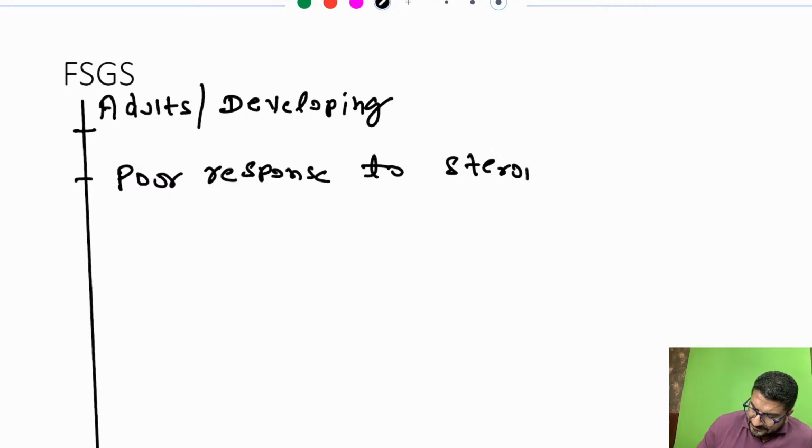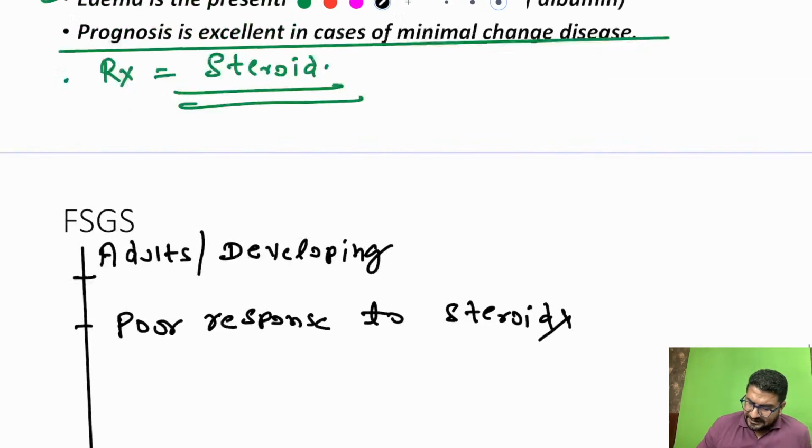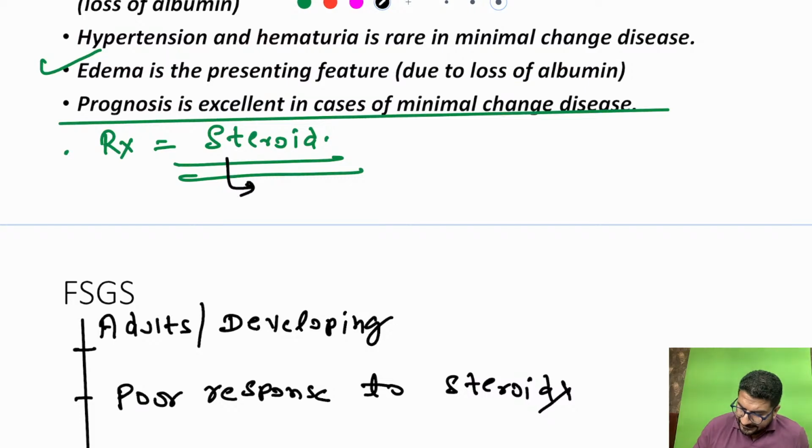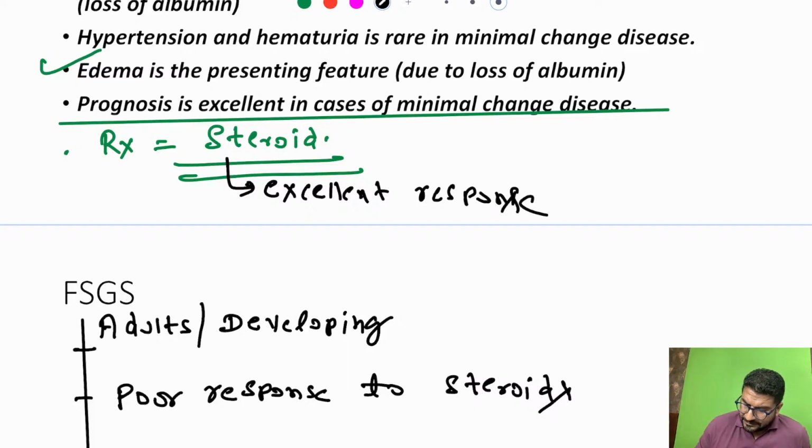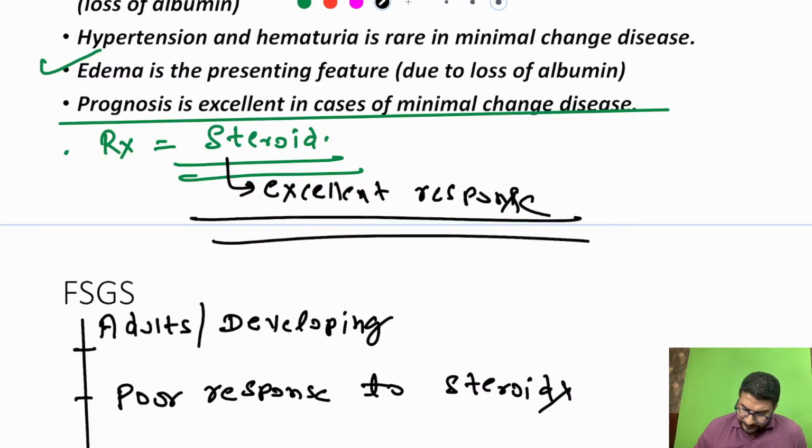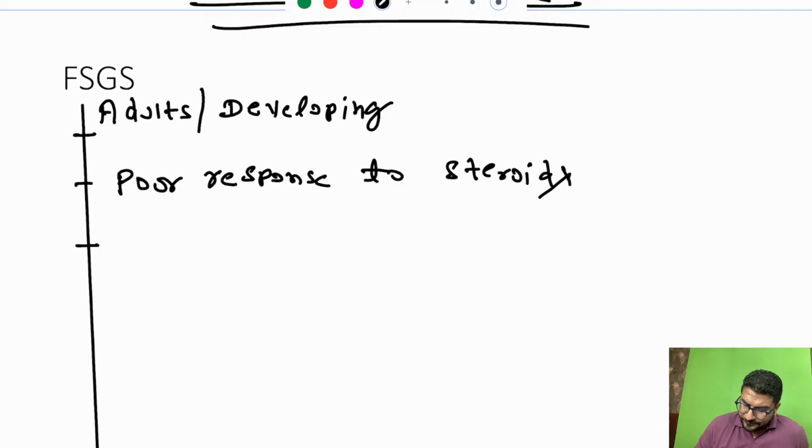अब इसको समझो जरा ध्यान से, try to understand. In MCD, what I told you, there is an excellent response. Steroid का response कैसा आएगा? Excellent response. Here you will see a very poor response to steroid. Poor response to steroid means prognosis is also poor. You can see poor prognosis.